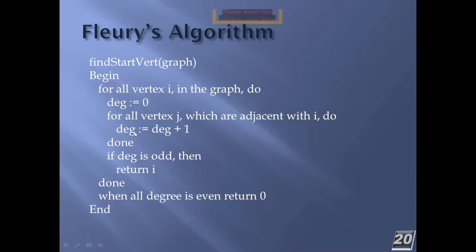The nested loop is for checking the adjacent nodes of vertex i. If an adjacent node exists, it will increment the degree by 1. Then if the degree is odd, it will return the starting vertex to start Fleury's algorithm. Else it will return 0 and the code will exit here. That means there is no Euler path possible because there are no odd degrees.